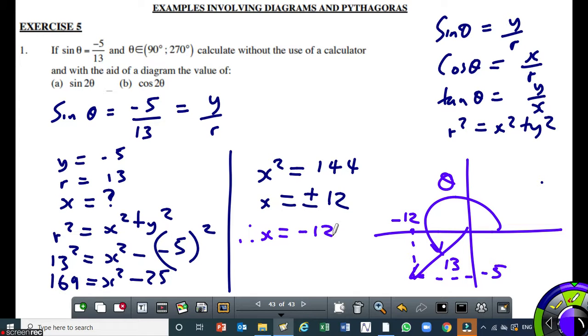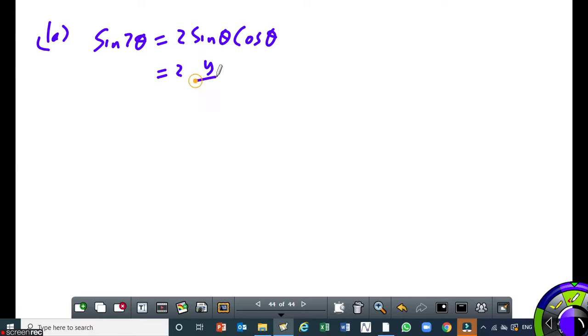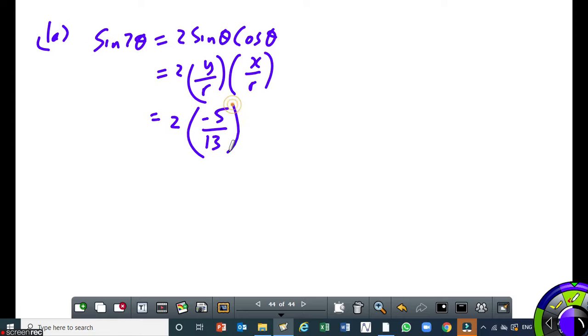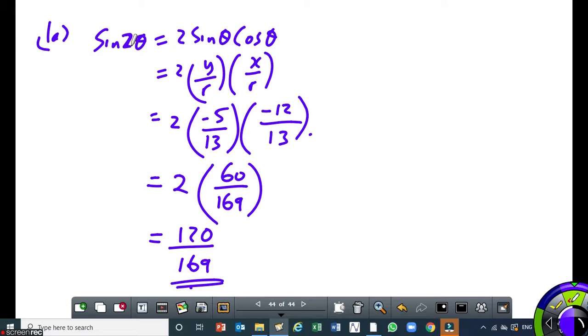Okay, so 1a, I will say sine 2 theta is equal to 2 sine theta cosine of theta. The good thing is I know that sine theta is equal to y over r, and my cos theta is x over r. So this becomes 2 times, my y is negative 5, and my r is 13, my x is negative 12, and my r is 13. So this is so simple, it will be 2 times 60 over 169, and that will give me 120 over 169. So that's my answer for sine 2 theta. Let's calculate cos 2 theta quickly before we go.